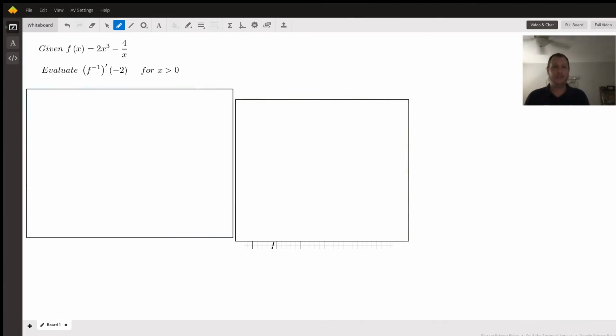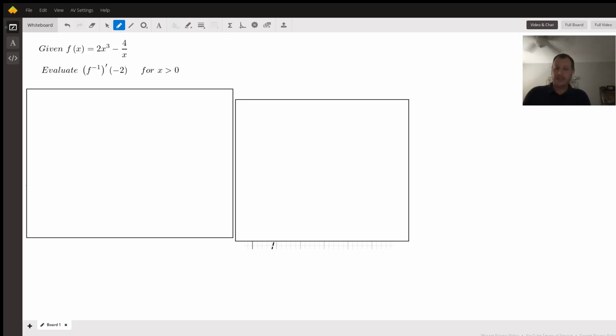So we're given some original function and we're asked to evaluate the derivative of the inverse of this function at some value. So right off the bat, if we could just get the inverse of this function and take its derivative, right, we'd be done. But unfortunately, we can't. And the reason why is because this function's inverse is not itself a function. So that puts a kibosh on that real quick.